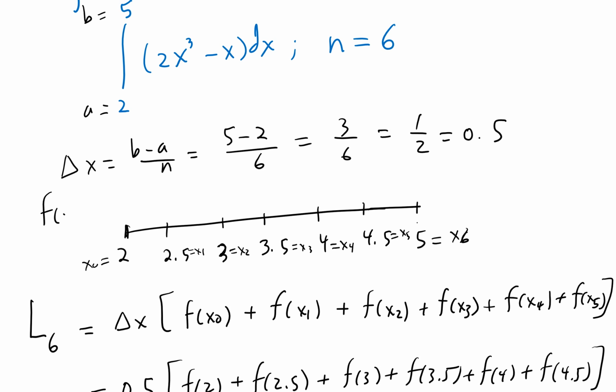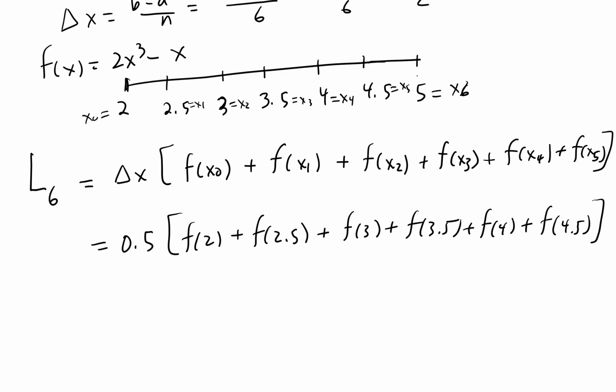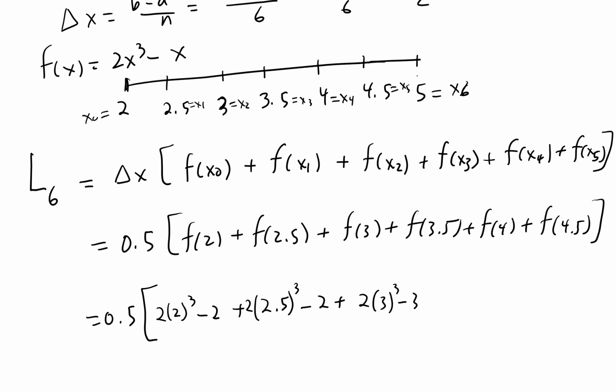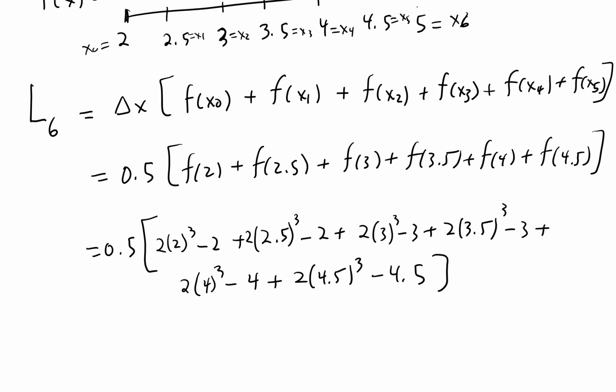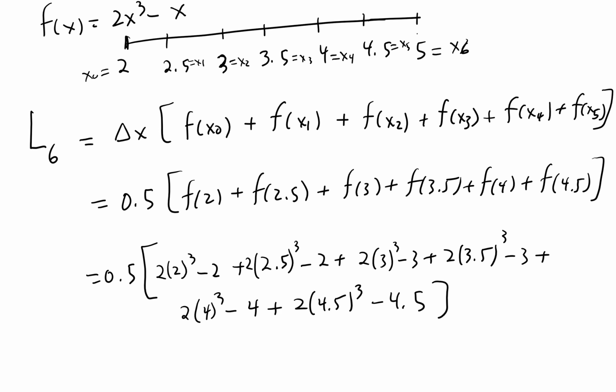Remember, what's the function here? It's the one before the dx. It's 2x cubed minus x. It's a lot of computations gonna be here. Let's see. F of 2 means you substitute x equals 2 like that, plus 2.5. So 2 times 2.5 cubed minus 2.5. 2 times 3 cubed minus 3. 2 times 3.5 cubed minus 3.5, plus 2 times 4 cubed minus 4, 2 times 4.5 cubed minus 4.5. And we need to put all of this into the calculator.